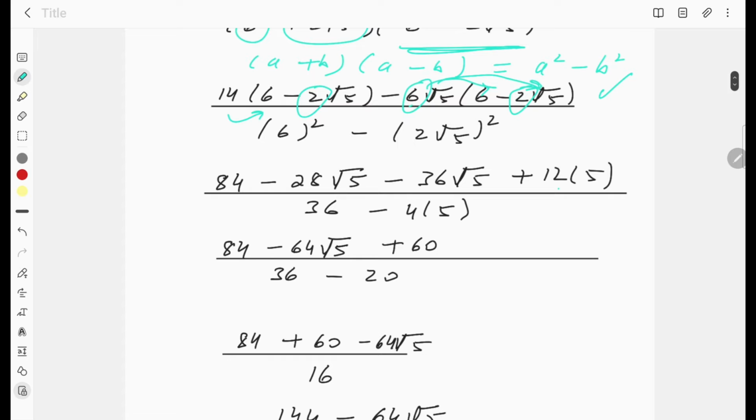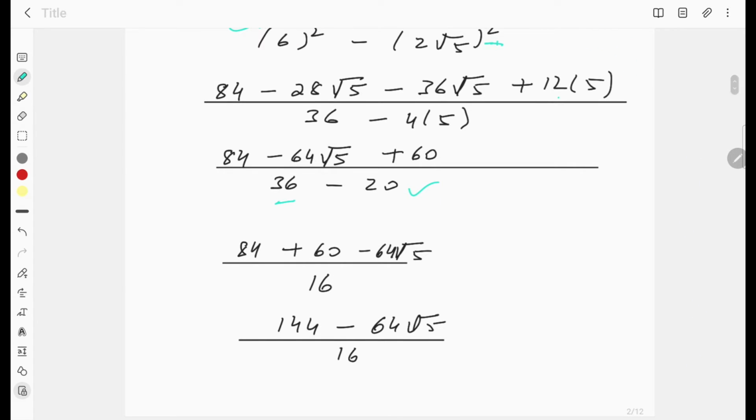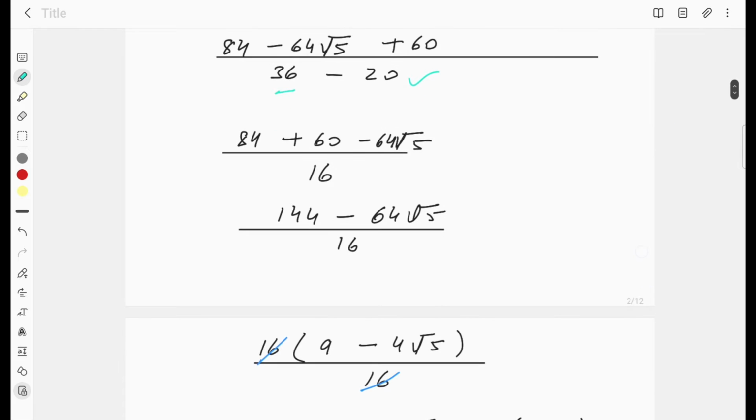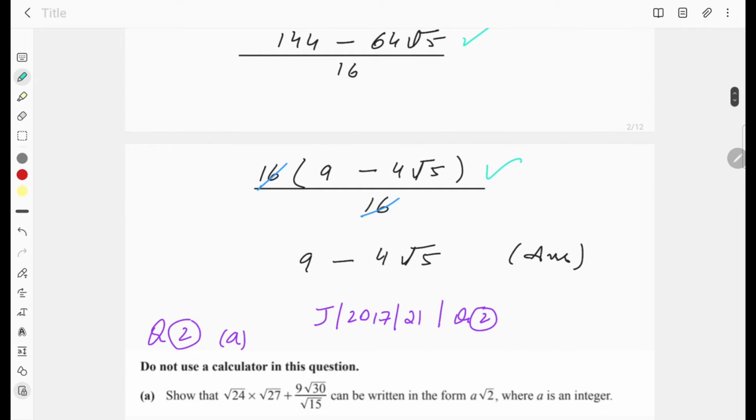So if you simplify, you get 84 minus 64 under root 5 plus 60 in the numerator. In the denominator, this square will make this 36, and this square will convert this 2 to 4, and under root sign goes away because of this square. So 4 into 5 is 20. So 84 plus 60 minus 64 under root 5 over 16. Here you can take 16 as common. You will get this. 16 and 16 get cancelled out, and this is your final answer.